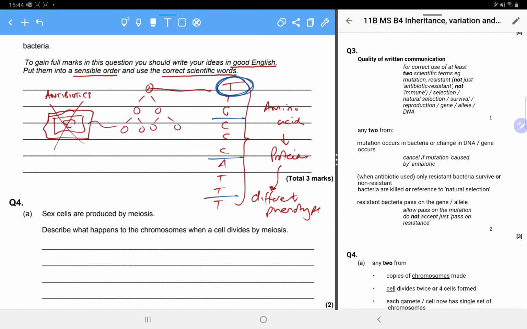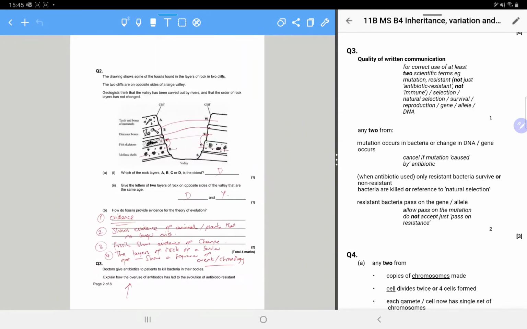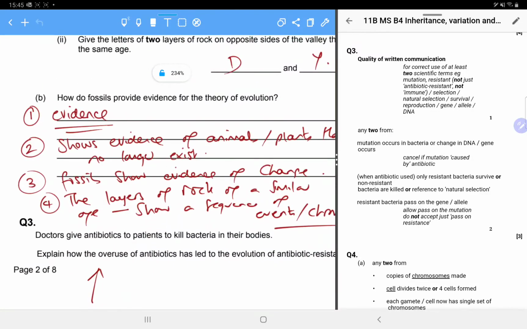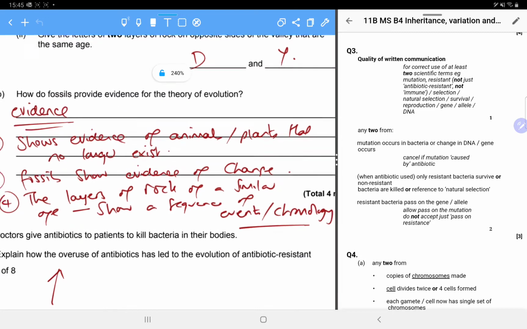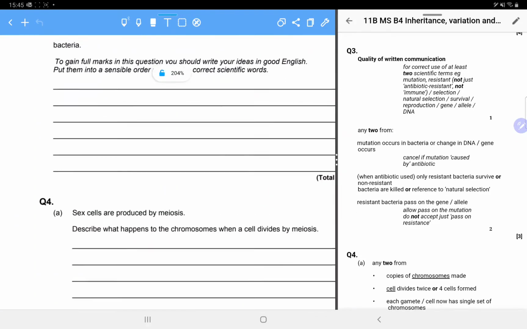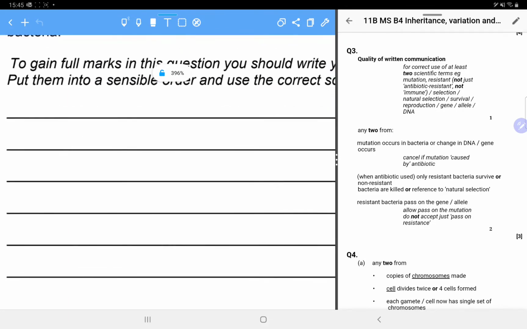And so now, if we think about all of that information, we can put this into an answer. And let's specifically look at that question again and see exactly what it says. Doctors give antibiotics to patients to kill bacteria in their bodies. Explain how the overuse of antibiotics has led to the evolution of resistance. So we've actually got loads to say here for 3 marks.